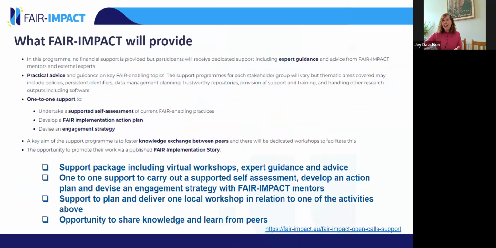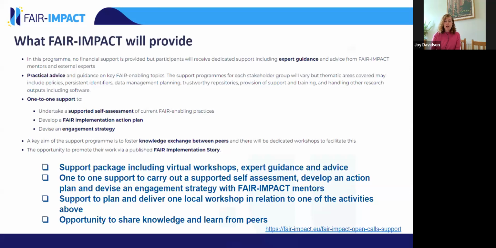And I wanted to now move on to some of the more practical aspects of what we will provide in our support programs. The main thing that you can get for the Route 1 support is a series of virtual workshops. These will be looking at different aspects of the FAIR implementation framework stages that we just went through, but also really trying to share examples of good practice around particular topics. You'll get expert guidance and advice from the FAIR Impact team, but more importantly, you'll get one-to-one support.